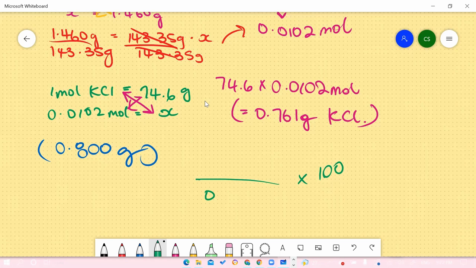So you are saying that in the original question the impure sample measured 0.8 grams, right? Yes, that's true. But when we did our calculations, we deduced that the actual pure sample of KCl would be 0.761 grams, right? Yes. So if you agree with me, the denominator would be 0.761? Nope. All right, that means there's something wrong.